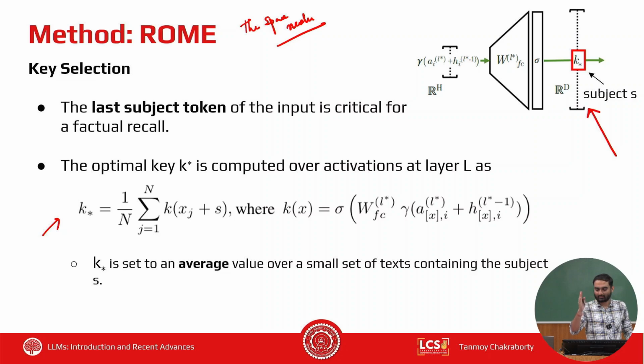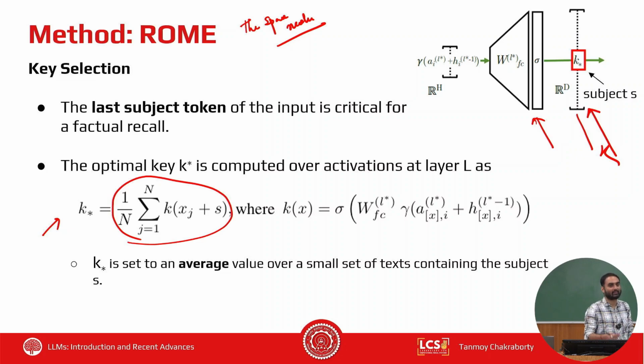It will process till the layer that I am interested in, and it will return something for each of the prompts. I will get some K, right? And I repeat this n number of times for n number of prompts. And this is the average representation of the subject, the space needle.